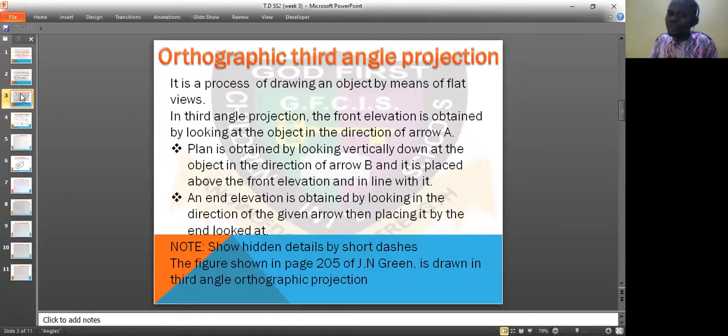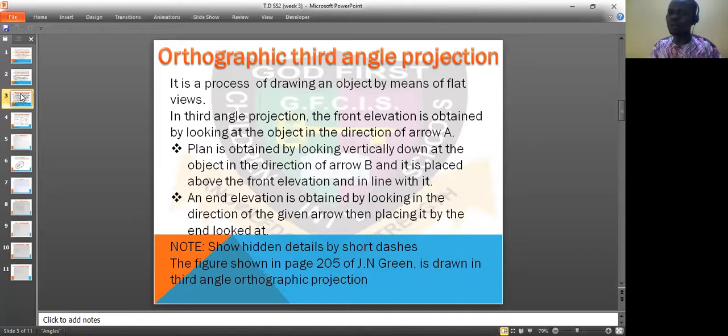It is a process of drawing an object by means of flat views. When we say flat, that is the top, what you see from the top. I have discussed that with you last week, talking about the front view, which could be from here or from here. Then talking about the side or end views or elevations.